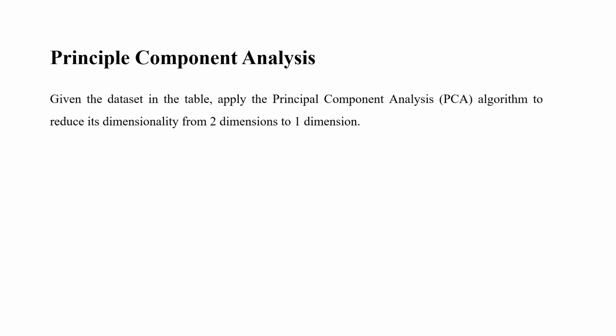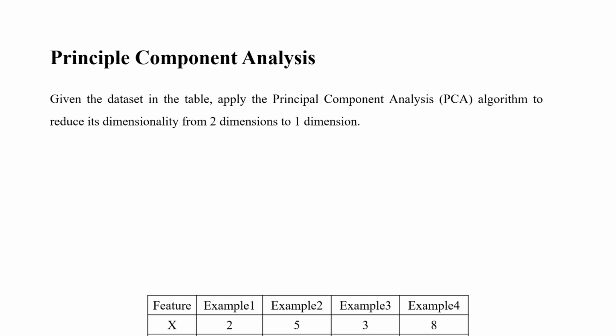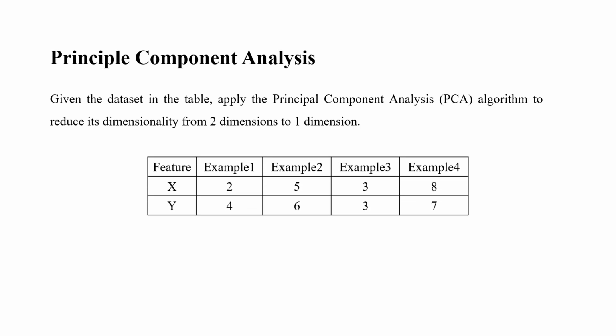Let's learn about principal component analysis. Given the dataset in the table, apply the principal component analysis or PCA algorithm to reduce its dimensionality from 2 dimensions to 1 dimension. The dataset consists of 2 features, X and Y, and 4 examples. Feature X has the values 2, 5, 3, and 8. Feature Y has the values 4, 6, 3, and 7.